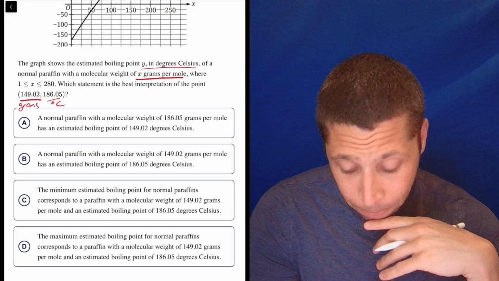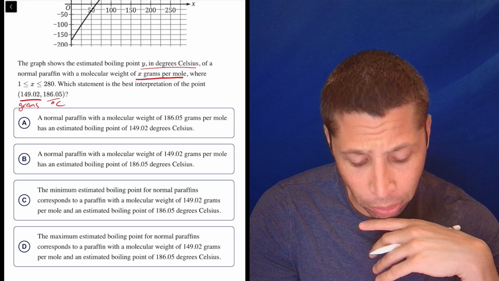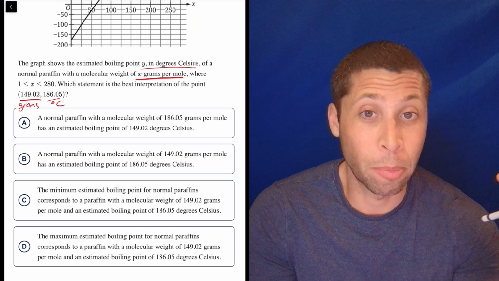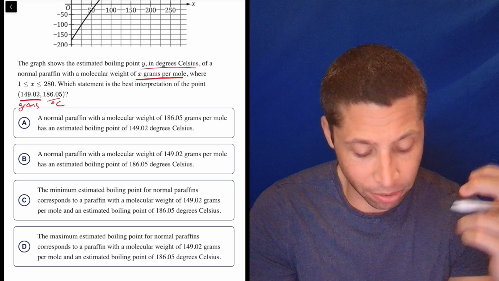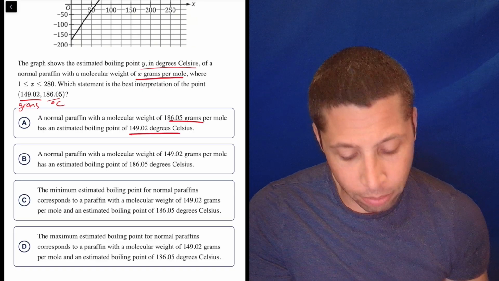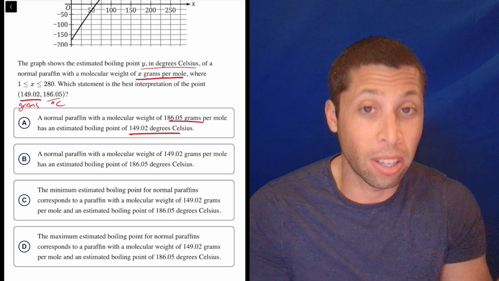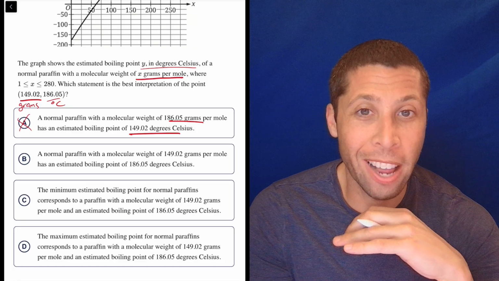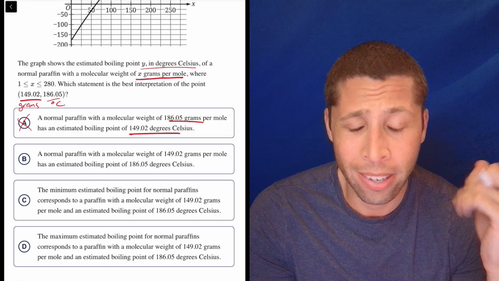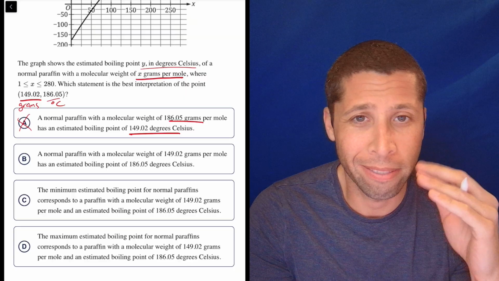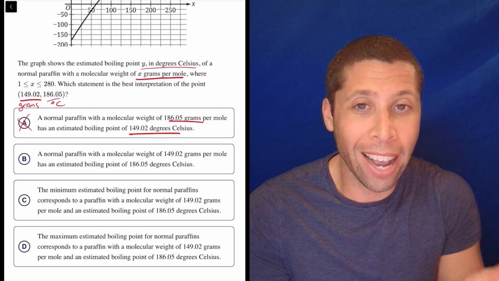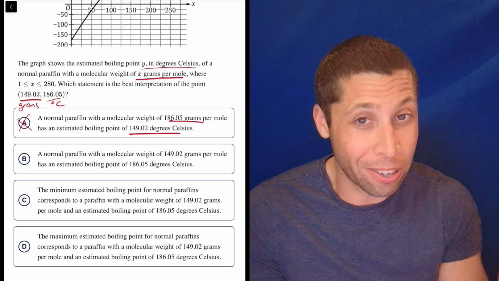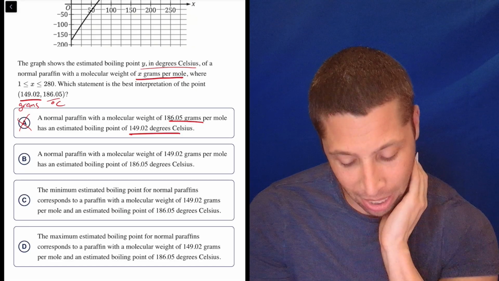So choice A says, a normal paraffin with a molecular weight of 186.05 grams per mole. No, the 186.05 is the degrees Celsius, right? So this is the wrong unit. And then you can see later on, 149.02 degrees Celsius. They flipped the units. So no. And this is not me understanding the story. This is not me knowing what a paraffin is, but it's purely just, they told me that X has this particular unit. The X coordinate of the point should also have that unit. That's just basic following instructions.